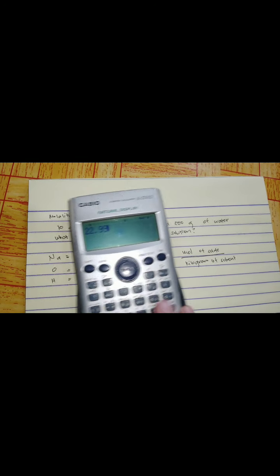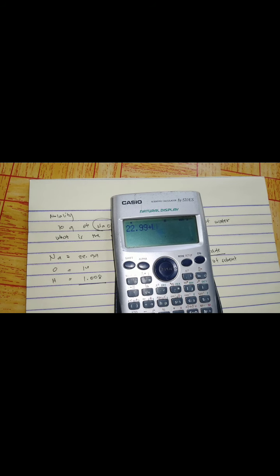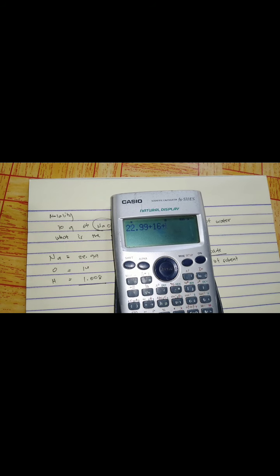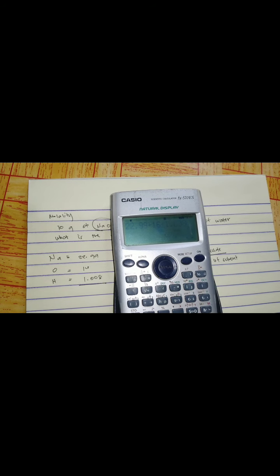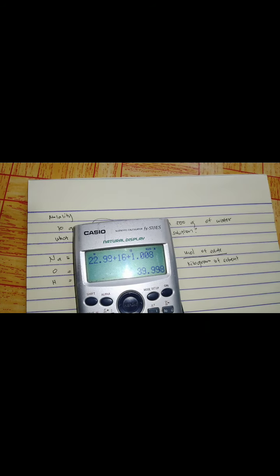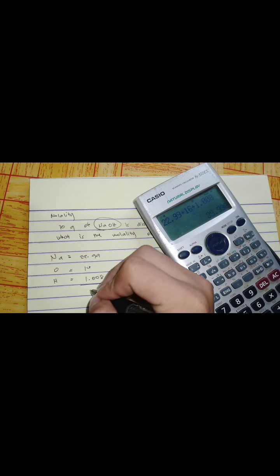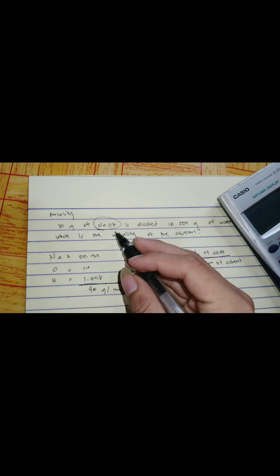Then we just add them. So 22.99 plus 16 plus 1.008 is equal to 39.9998. So convert that to 40 grams per mole. And that is the molar mass of our compound.